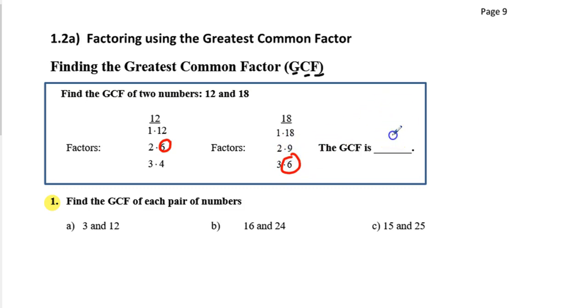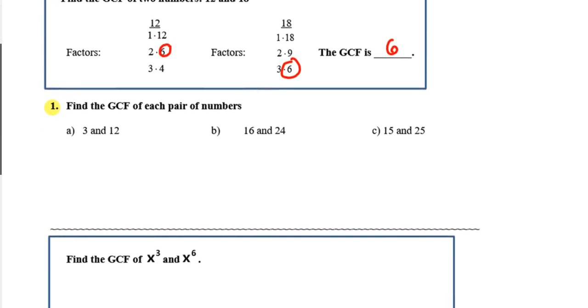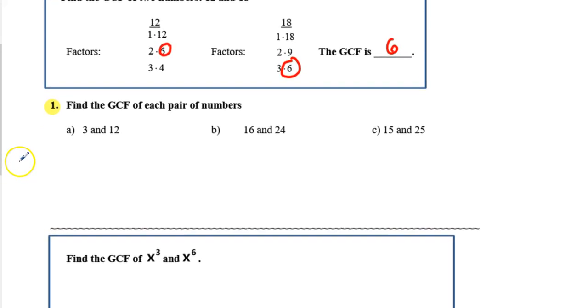Okay? And so if you're lost, if you have no strategy, one strategy is just to simply list out all the factors. Okay? So hopefully you have another strategy besides just listing out all the factors. You can just kind of reason about the numbers. Find out the largest number. Now 3 doesn't have very many factors. So you're thinking about, okay, well, 3 only has 1 and 3. What's the largest factor that goes into both 3 and 12? Of course, that would be 3.